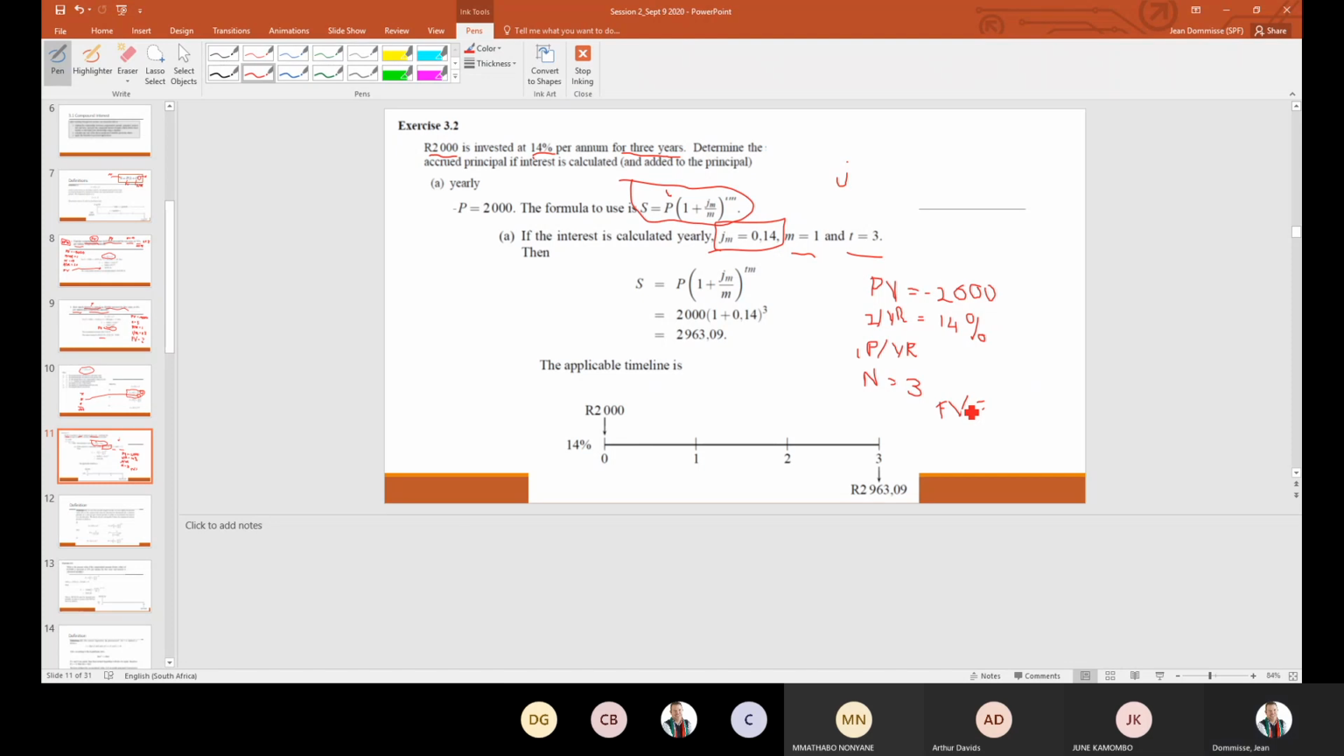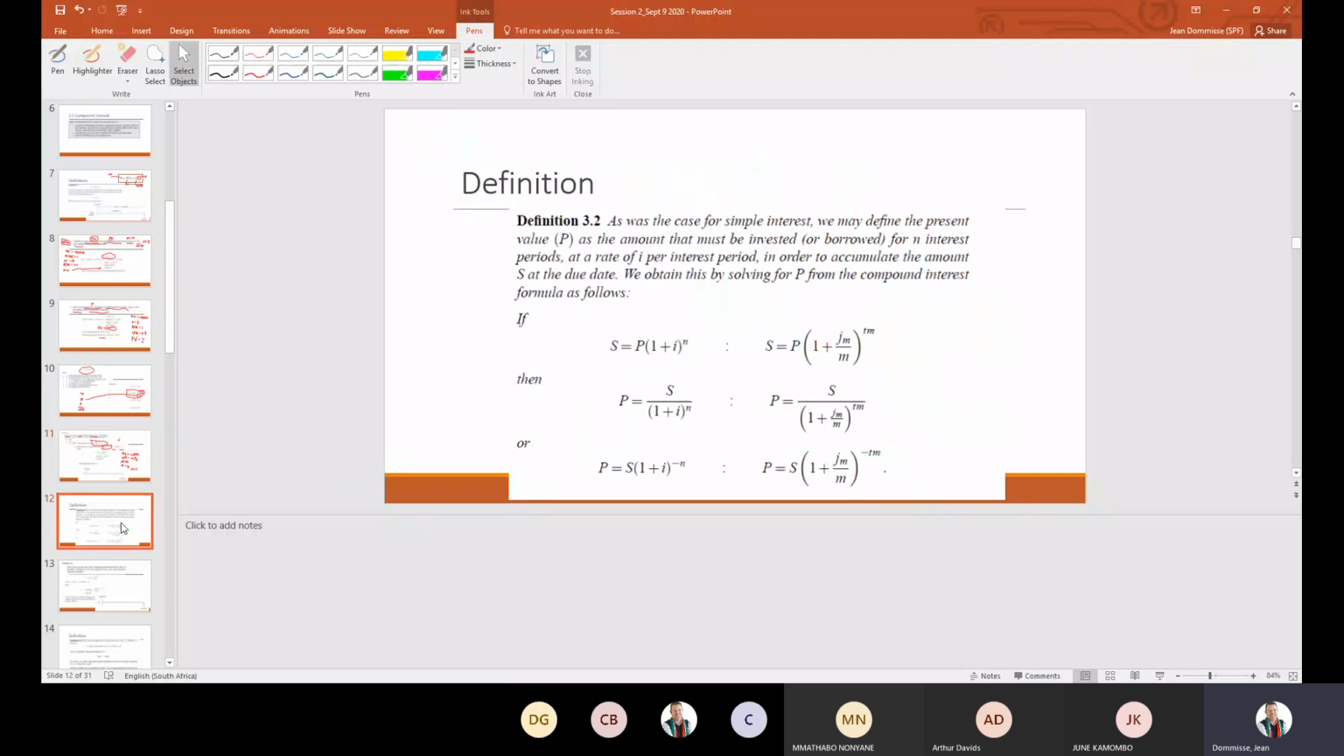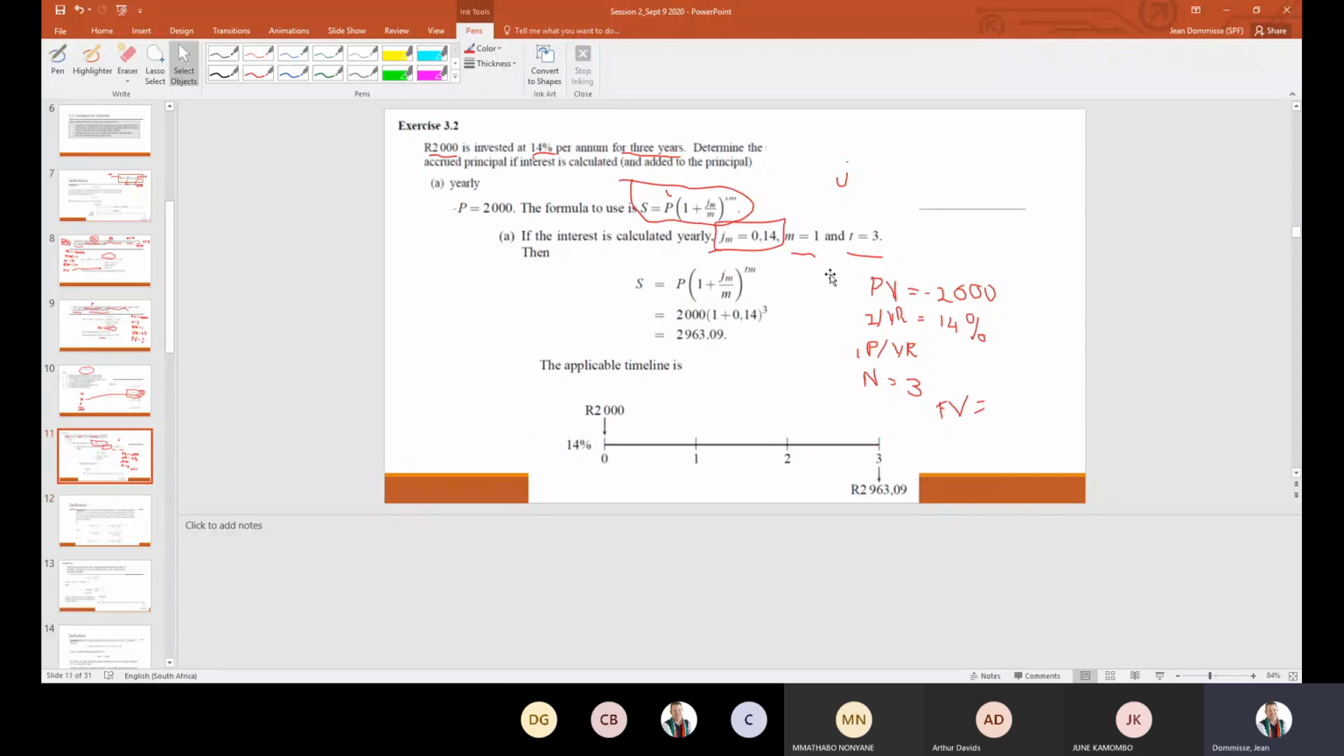2000 present value, interest rate of 14%. It is 1 time per year. It is 3 years. So the future value that I get is 2963.088. So round it up, it will give you the 0.9. Okay, so that is your standard one again. We looked at the different formula, but everything in this question was still looking at it on an annual basis. So let's do one that is not on an annual basis.